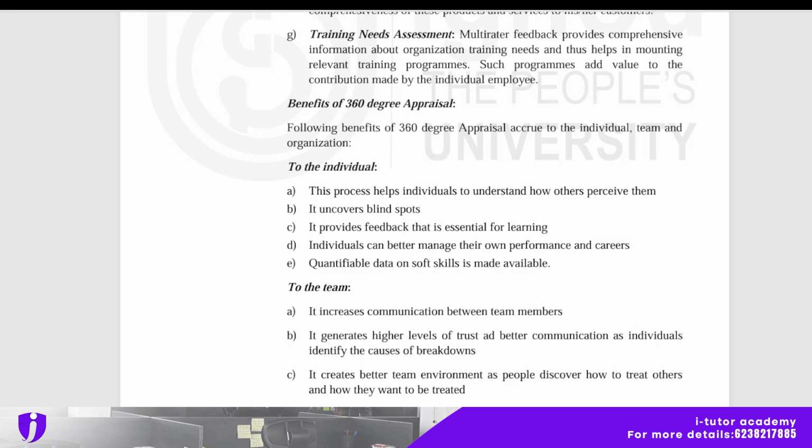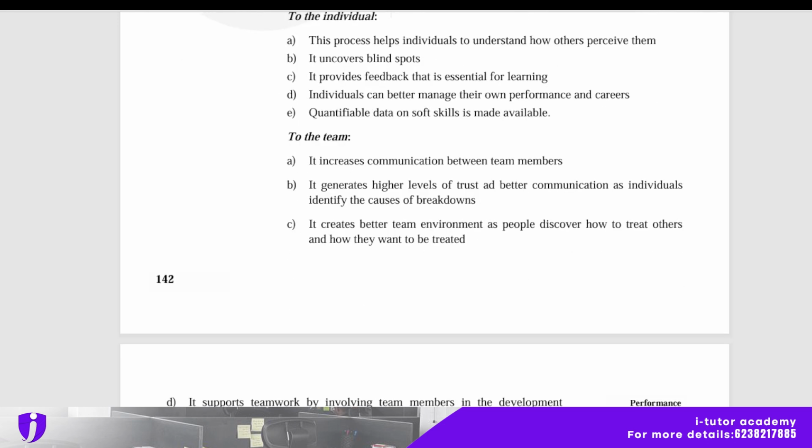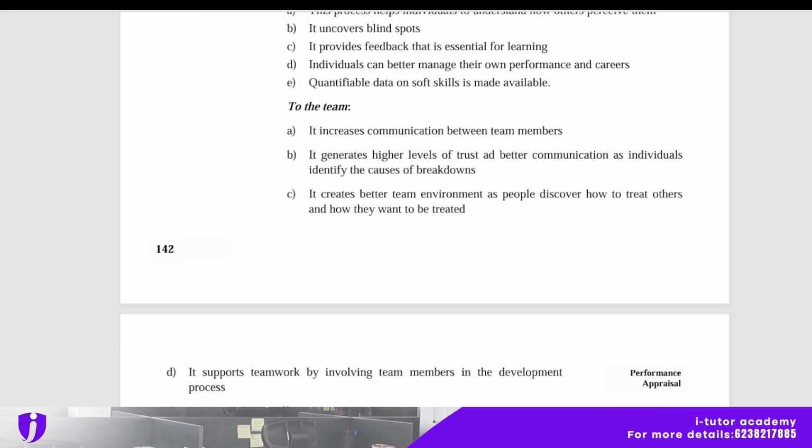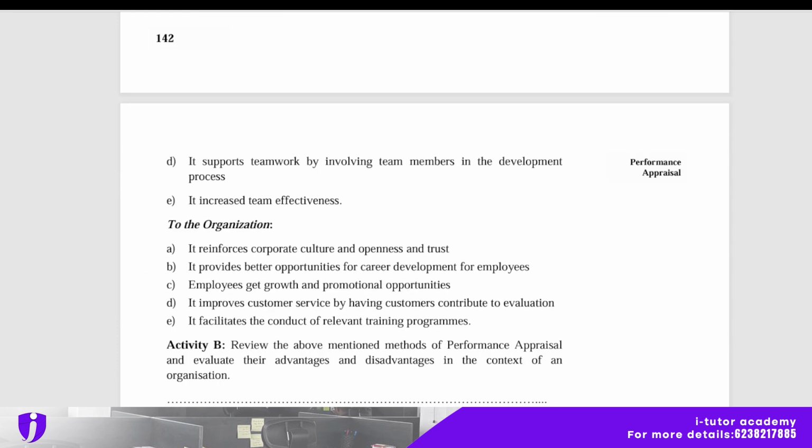Individuals can better manage their own performance and careers, and quantifiable data on soft skills is made available to the team. It increases communication between team members. It generates a higher level of trust and better communication as individuals identify the causes of breakdowns. It creates a better team environment as people discover how to treat others and how they want to be treated. And it supports teamwork by involving team members in the development of process.